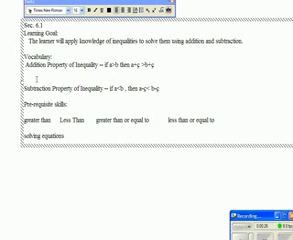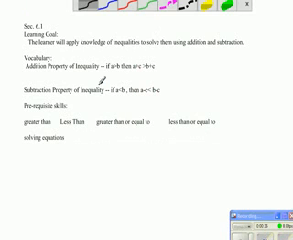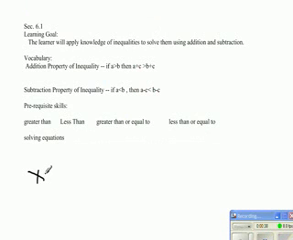Our vocabulary term is the addition property of inequality. We have already done the addition property of equality, so you should remember that was when you could add something to both sides. So if I had something like x minus 4 equals 12, you could have added 4 to both sides. That was using the addition property of equality because there was an equal sign. The addition property of inequality is basically the same thing, except that it's going to have a greater than sign or a less than sign. So I would have something bigger than something.